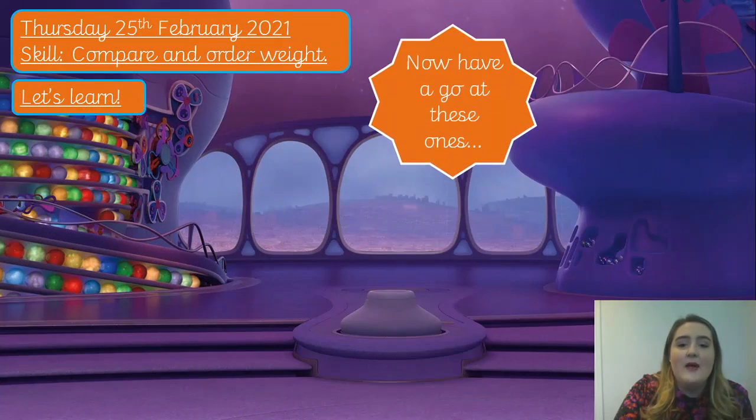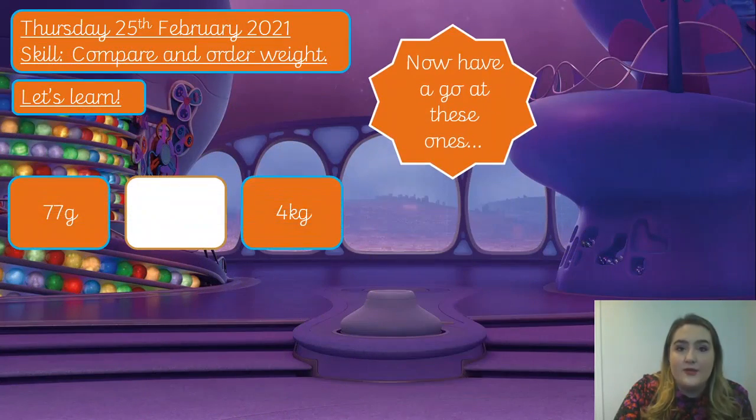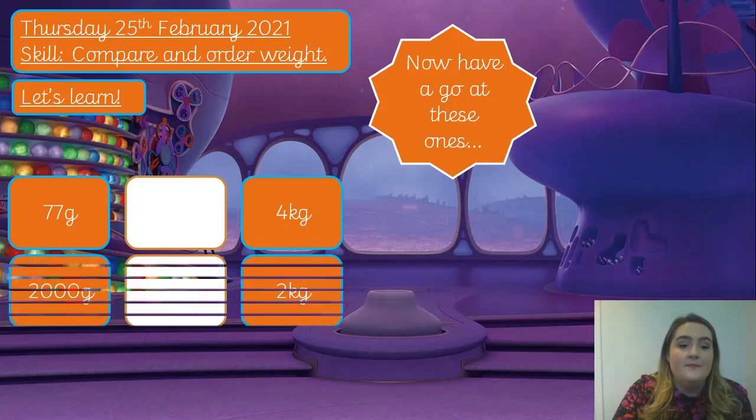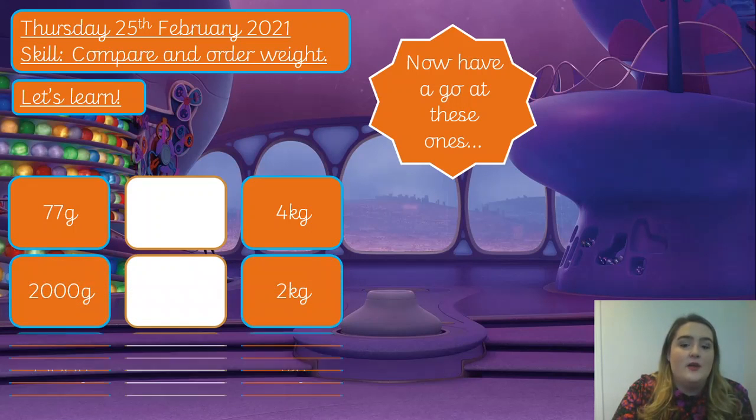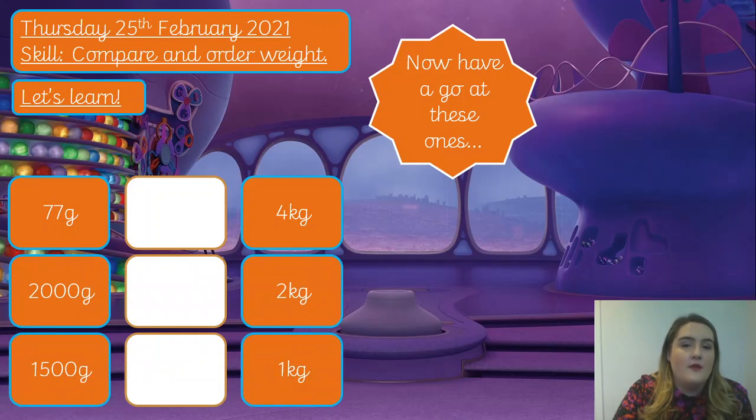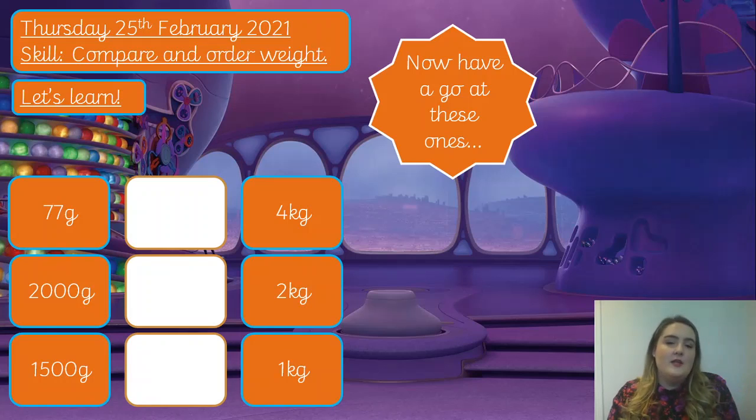Okay, so now have a go at these. These are going to get a little bit more tricky, and don't worry if you're finding this challenging, because we're going to go through it in a moment, okay? So we've got 77 grams and 4 kilograms, 2,000 grams and 2 kilograms, and 1,500 grams and 1 kilogram. So I would like you to have a go. You can write these in your book, and you could just think about which symbol you would use. I'd like you to have a go comparing these values now, please. So pause the video, please.